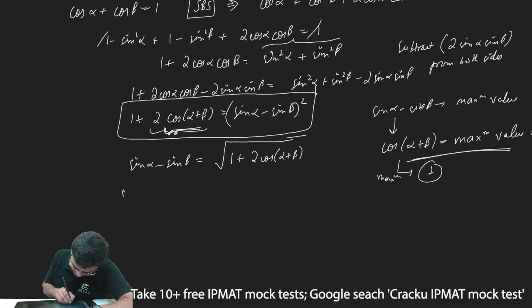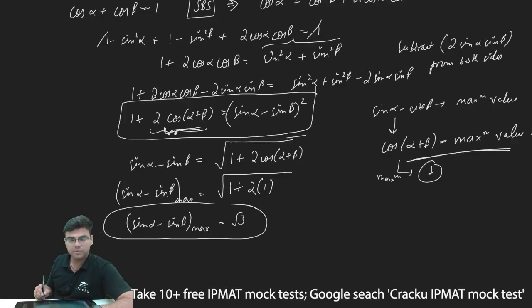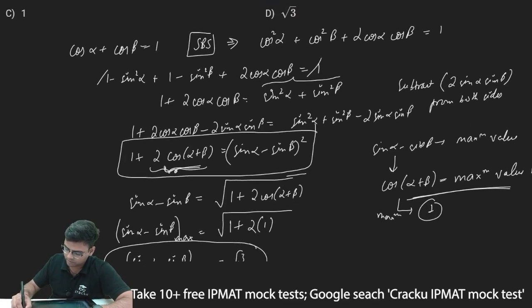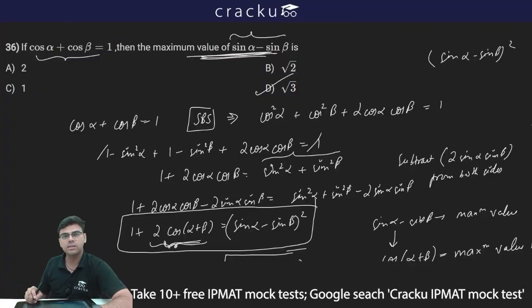Now I have to find out the maximum value of sine alpha minus sine beta. Max, this will equal under root 1 plus 2 into cos alpha plus beta maximum, which is 2 into 1. 1 plus 2 into 1 is 3, so under root of 3. Thus the maximum value of sine alpha minus sine beta will be under root of 3, and therefore I can say option D, root 3, is the correct answer.